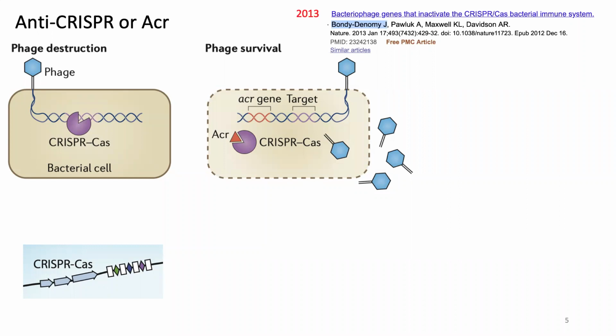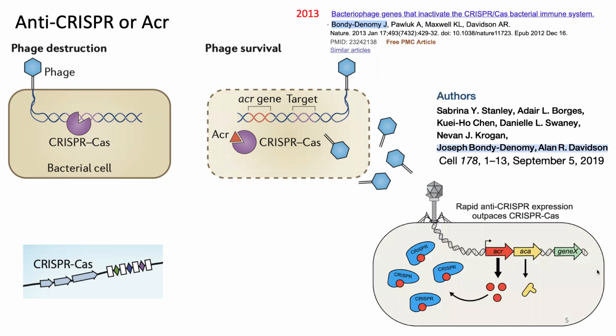Interestingly, many Acr genes have a downstream Acr-associated or Aca gene to form an operon. In 2019, a Cell paper found that Aca is actually a transcription factor that represses the expression of Acrs.